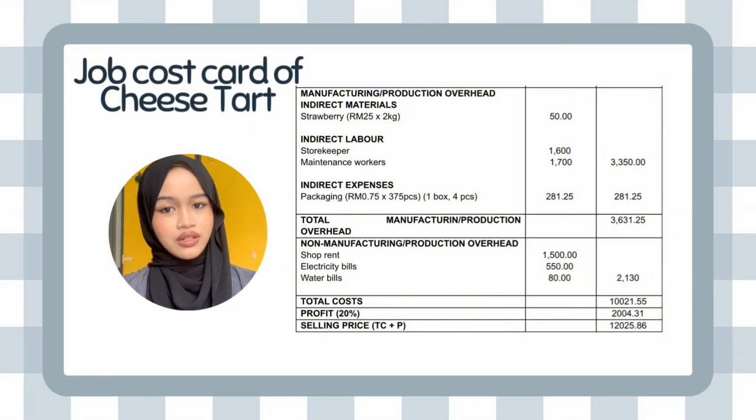Under non-production overhead, the shop rent costs 1,500 ringgit, the electricity bill is 550 ringgit, and the water bill is 80 ringgit. Therefore, the total non-production overhead is 2,130 ringgit. So, for the final calculation, the total cost is 10,021 ringgit and 55 cents. The business adds a 20% profit, which is 2,004 ringgit and 31 cents. Finally, the selling price, which is the total cost plus profit, is 12,025 ringgit and 86 cents.